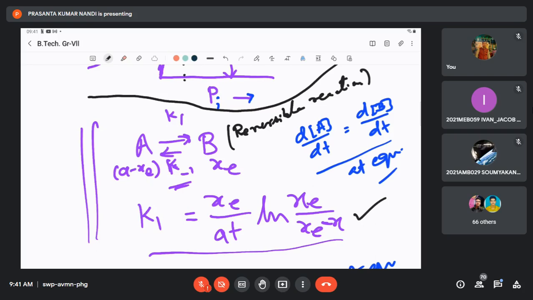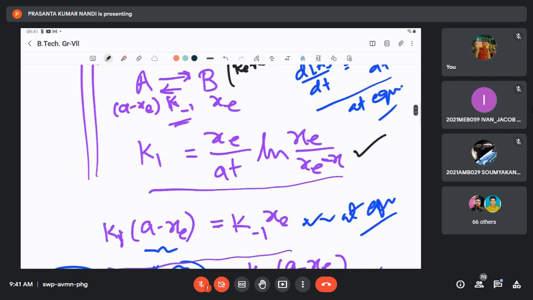Can we write this equation? How can we write these expressions? Say at equilibrium, first you look, can we write this equation or not? You just carefully note.